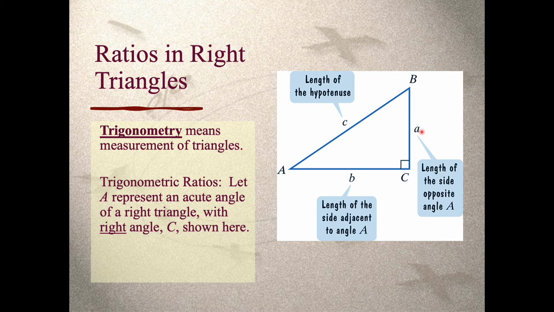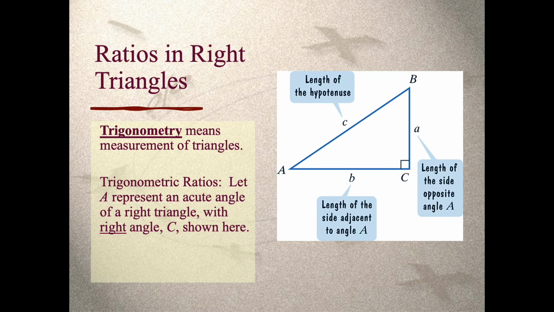And so little a is going to be the length of the side opposite angle A. If we're focused on just angle A, then little b is the length of the side adjacent to angle A. So notice that's touching angle A. Opposite means it's not touching. And then little c is the side of the hypotenuse, and the hypotenuse is always the side that's opposite the right angle.